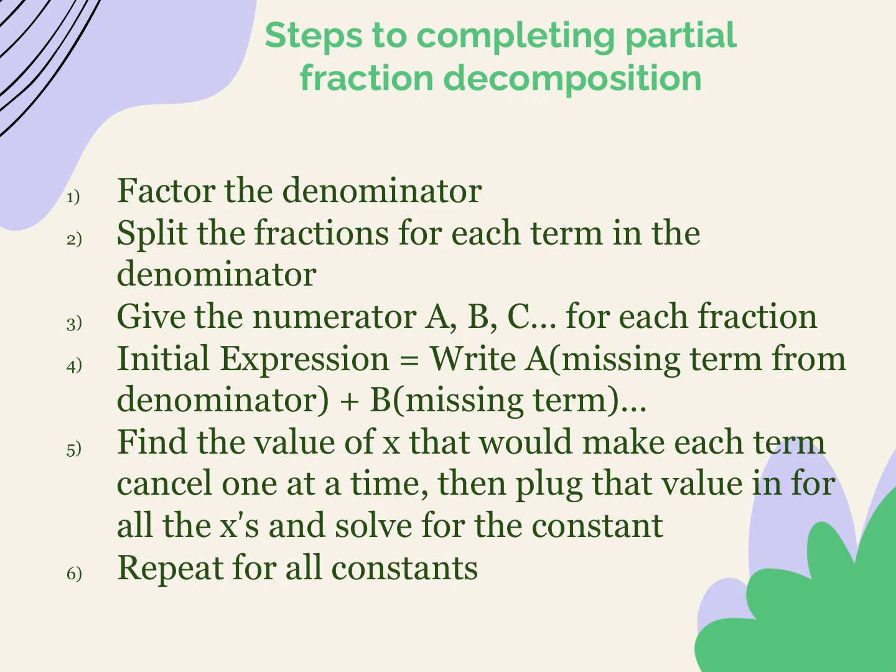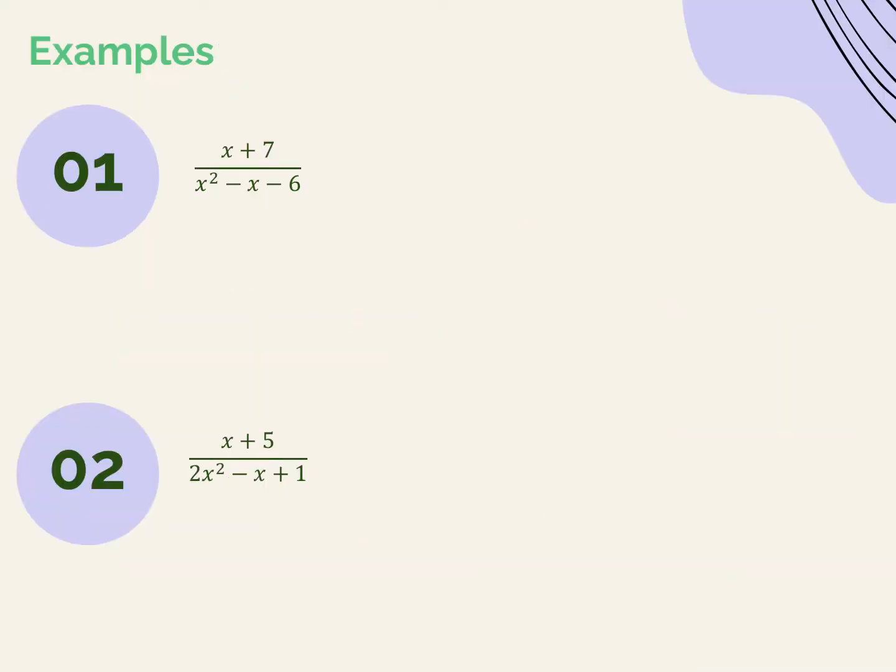Then we're going to rewrite the initial expression on the left equals A times what's missing from that denominator, B times what's missing from that denominator, and so on and so forth. We're going to find the values of x that are going to cancel those A's and B's out one at a time. And then we're going to find the other variable. And then we're going to solve for all the constants and put them all back in at the end. Again, I know that sounds like a complete foreign language to you right now, but we're going to work through some examples and then hopefully you'll get the hang of it.